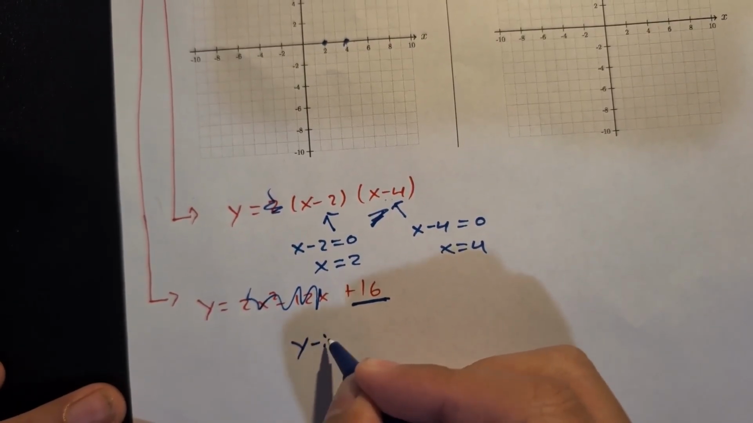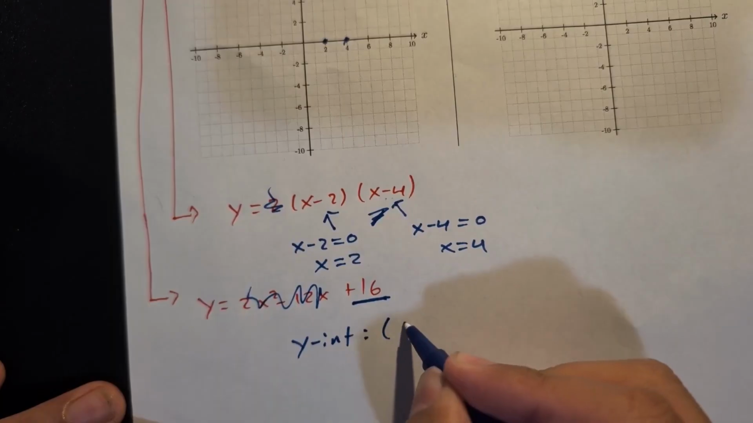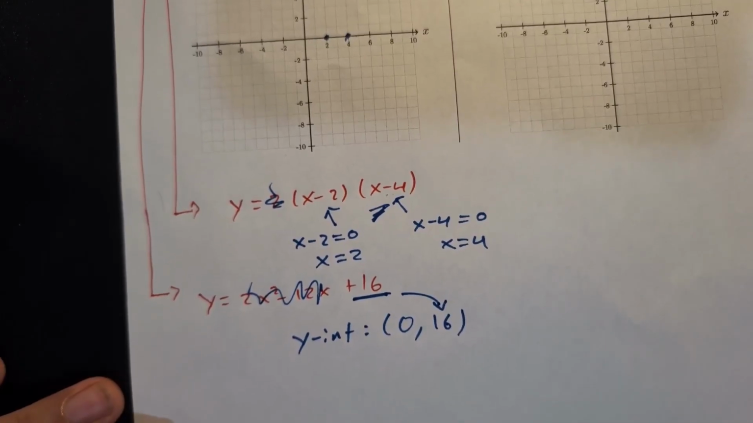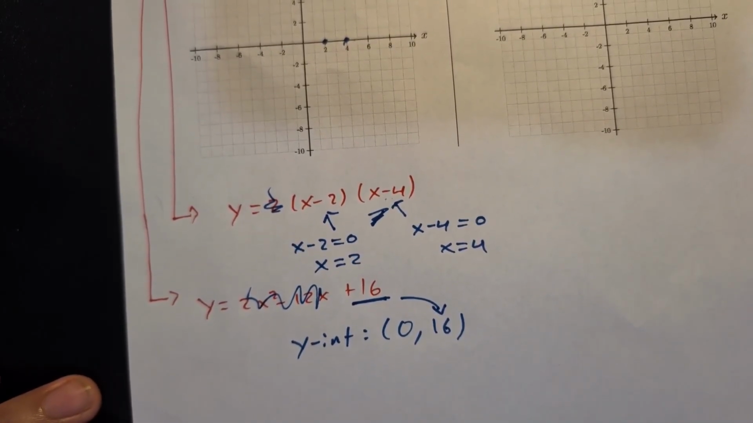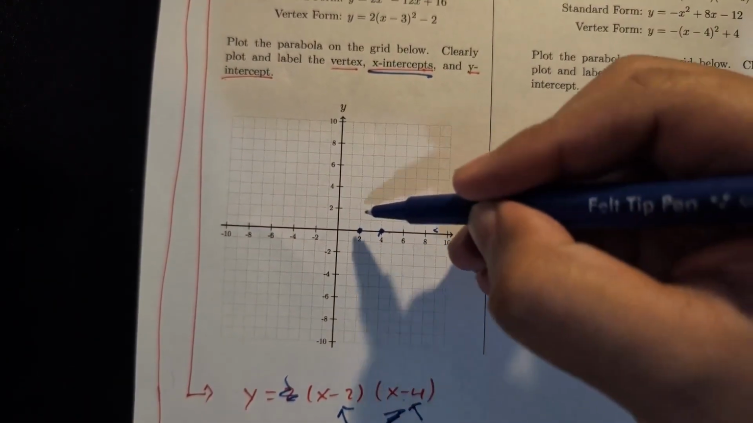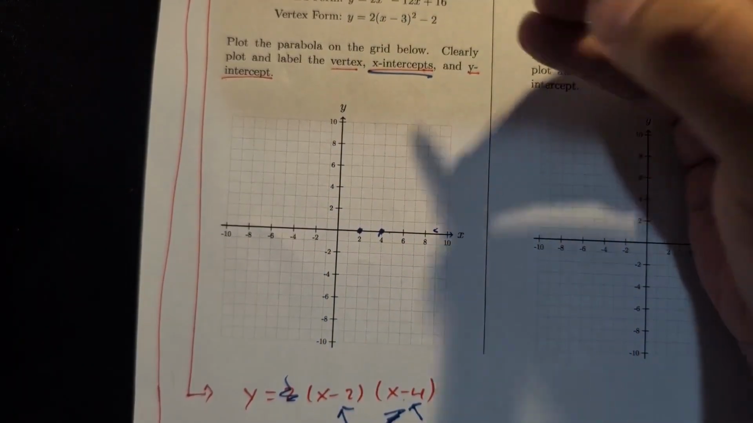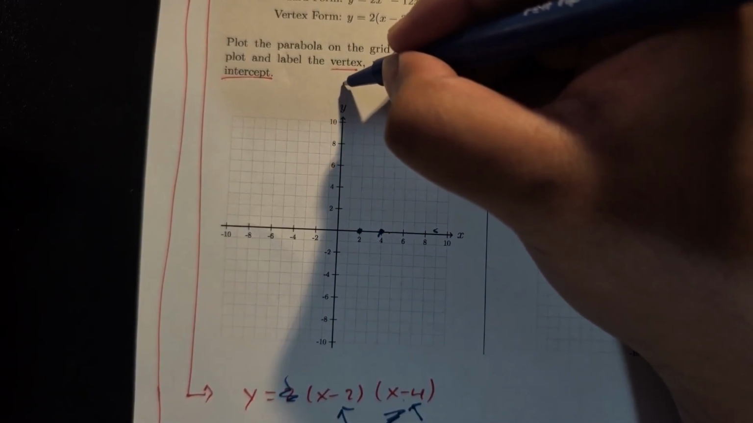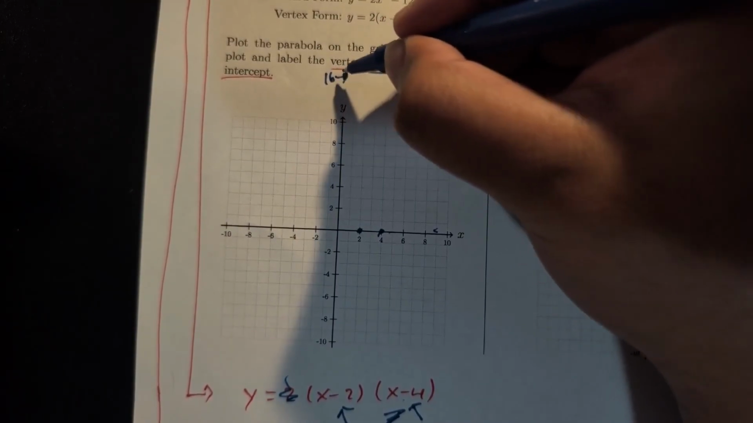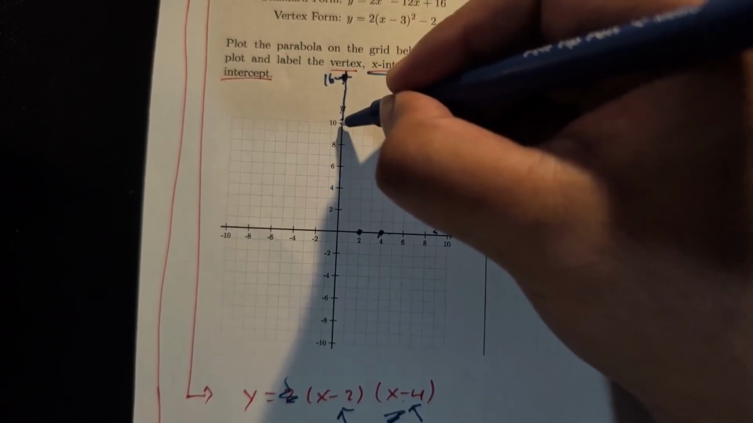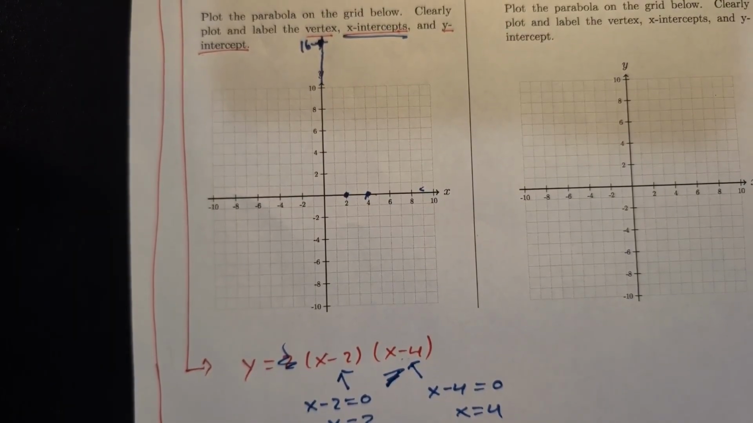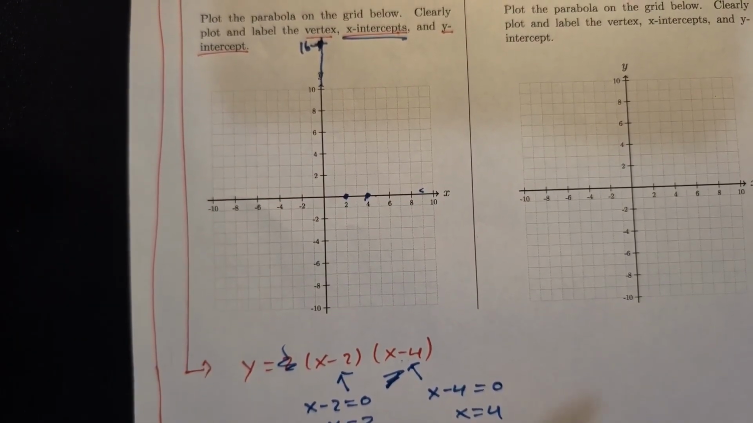My y-intercept is always (0, whatever number this is): 16. Since this is my y-intercept, we're not going to go on my x-axis. We're going to go on my y-axis, and we're going to look for 16. I'm out of bounds and don't have enough space, but 16 is right there. Okay, that's it.